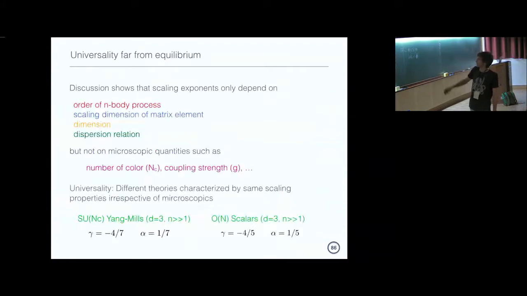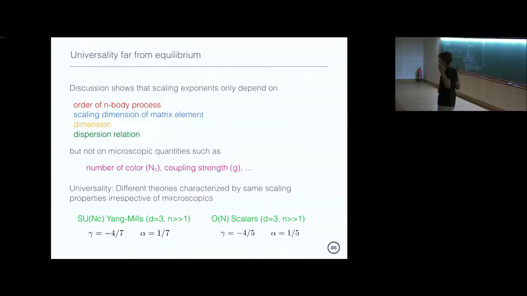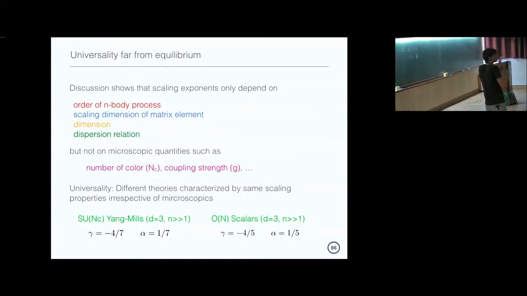So exactly, what you find at the end of the day is that these exponents only depend on the order of the n-body process, the scaling dimension of the associated matrix element, the dimensionality of the system, and the dispersion relation. Now that seems like a lot of things, but if you think about it, that's actually very, very few things. In particular, they don't depend on any of the microscopic parameters of the theory. They don't depend on the number of colors. They don't depend on the detailed size of the coupling strength, as long as the coupling is sufficiently weak to warrant the description that we're interested in.